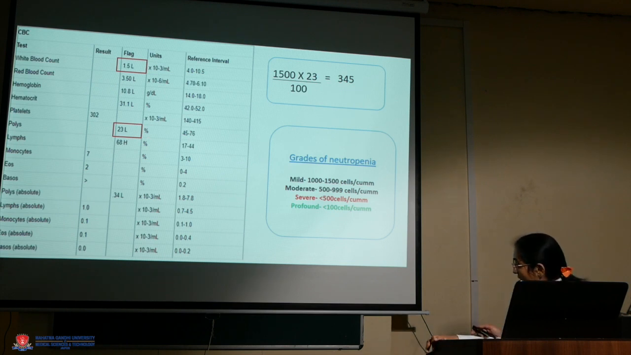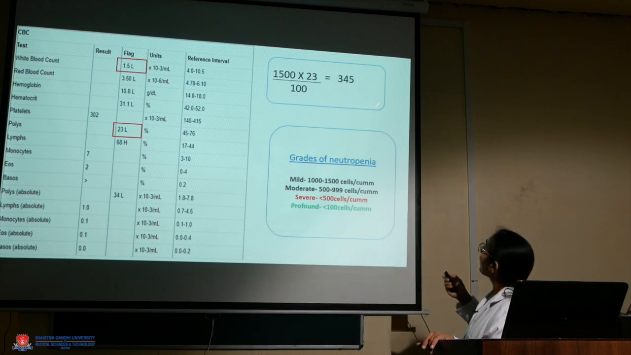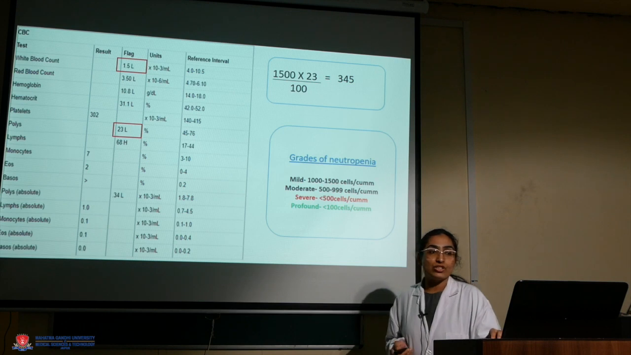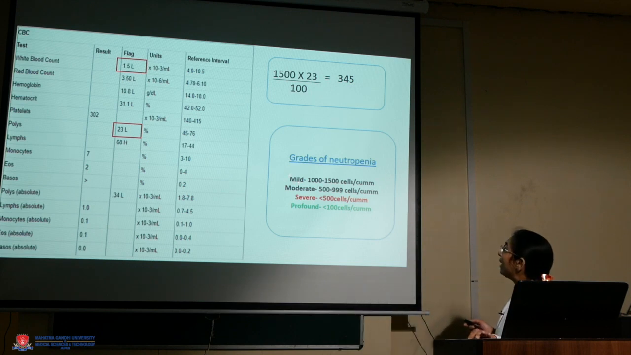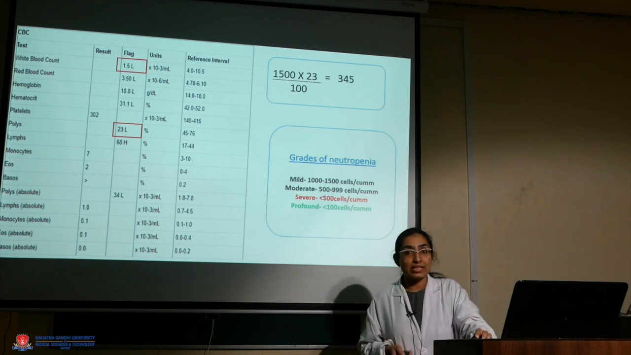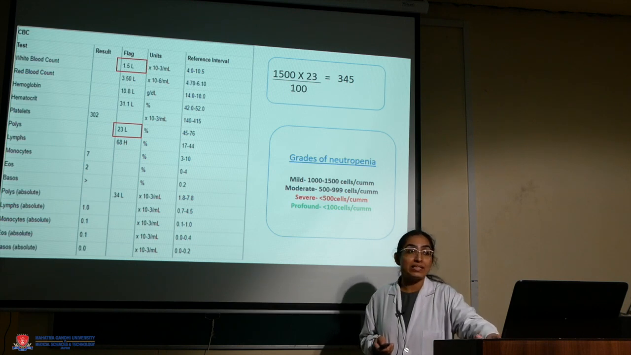So in this case, how do we calculate the value of ANC or absolute neutrophil count? So 1500 into 23, that is 345. So as you see, the counts are below 500. So this is a febrile neutropenia. We also have grading of neutropenia, in which we divide them into mild, which is 1000 to 1500, moderate is 500 to 1000, severe is less than 500, and profound neutropenia where ANC is less than 100.